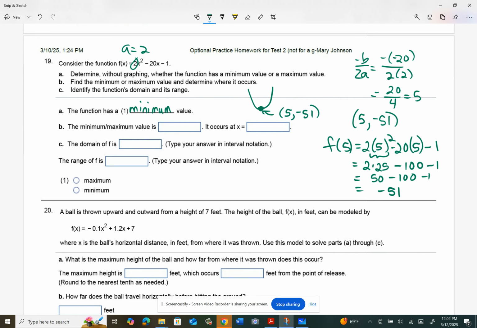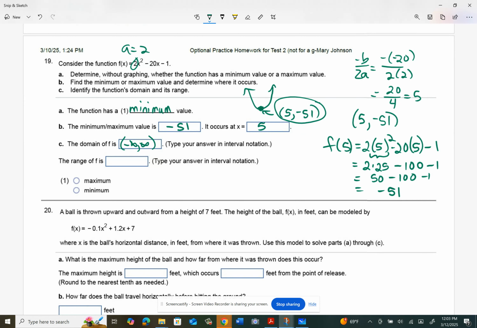All right, now part B comes from the vertex. The min or the max value is the y-coordinate. So it is negative 51, and it occurs where x equals 5. Now it asks for the domain of the function. It is a function. It is a parabola that opens up that keeps going out in both directions. So the domain would be negative to positive infinity.